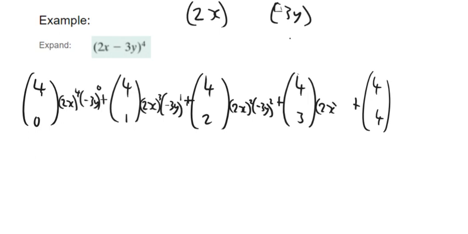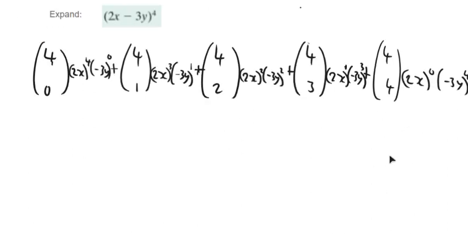2x to the power of 1, and minus 3y to the power of 3, and then 2x to the power of 0, and minus 3y to the power of 4. So give yourself loads of space with these. I'm kind of scrunching it in there because I didn't give myself enough. Then it's just working it out.